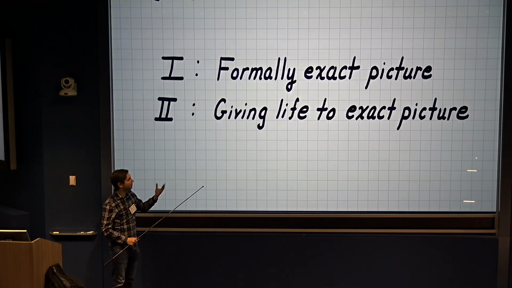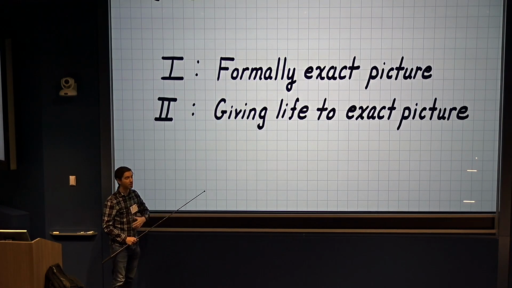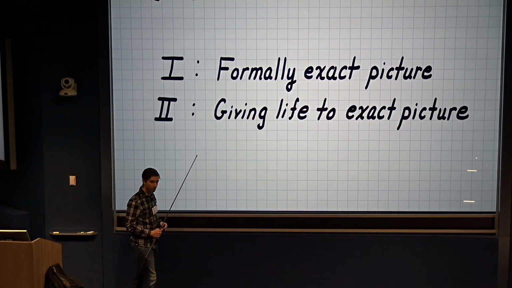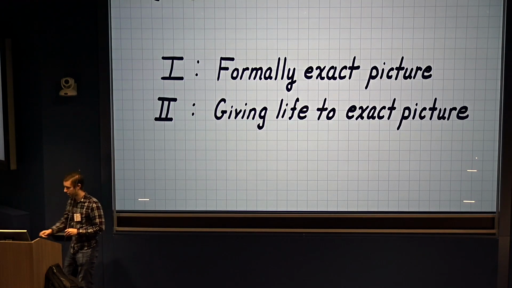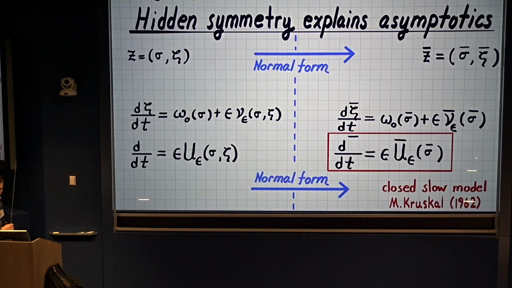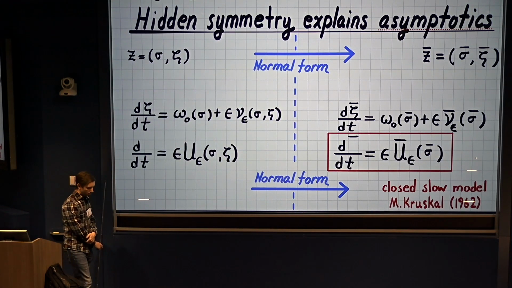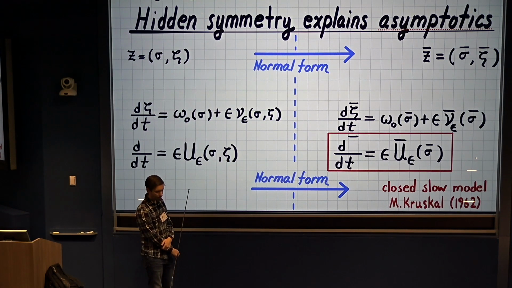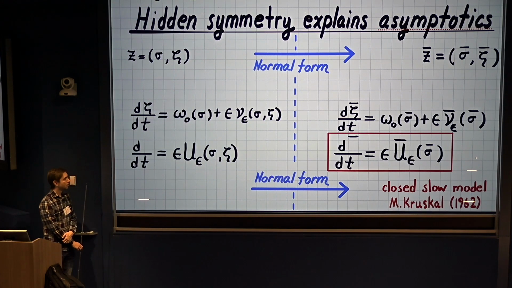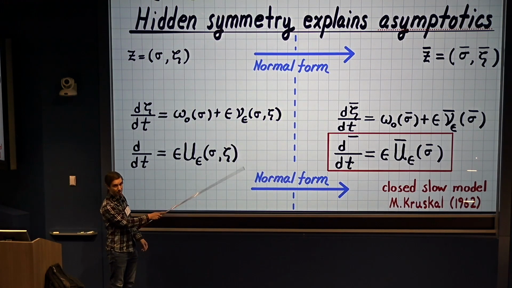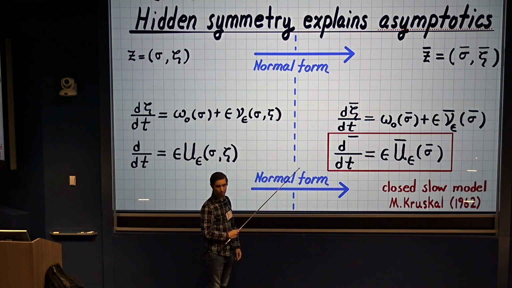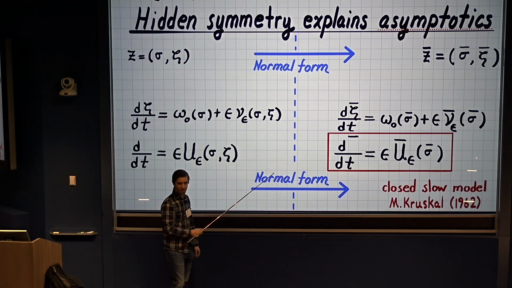The second part, I'm going to give life to the exact picture by showing work that I've been doing with Ivan and Max at UT, where we're actually able to take the formally exact picture and compute with it and get useful results out. So the way that I approach this formally exact picture, or the way that I approach non-perturbative guiding center theory, is I exploit this observation due to Kruskal that the essential ingredient that explains why his theory works is due to the presence of a hidden symmetry.